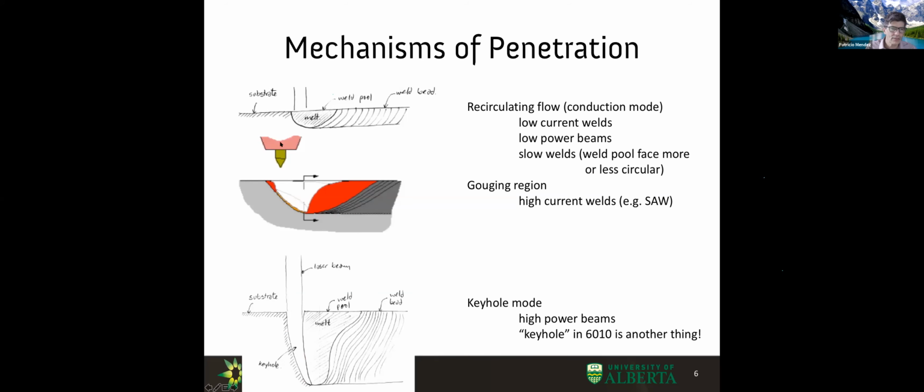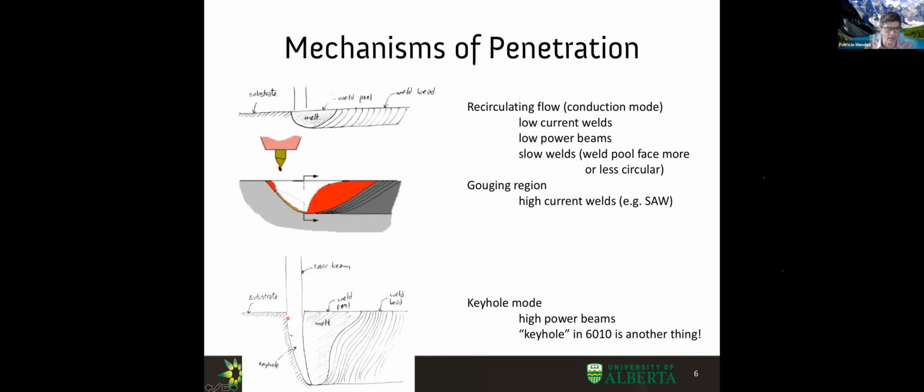There is something we have not discussed, I might have just mentioned in passing, that is what is called the gouging region mechanism of penetration. This is something that is kind of halfway between the recirculating flows and the keyhole. The keyhole is driven by evaporation. The gouging region is not driven by evaporation. This is what people welding with 6010 call the keyhole, especially if it penetrates through the full thickness.